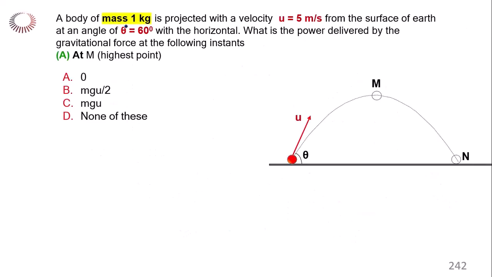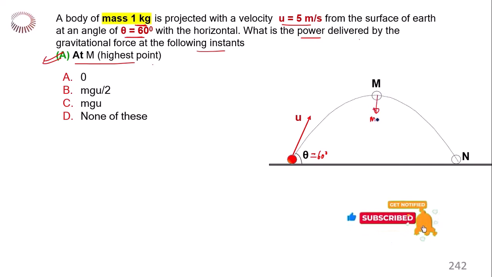Let us say there is a body of mass 1 kg projected with a velocity of 5 meter per second from the surface of Earth at an angle theta equals 60 degree with the horizontal. This is being fired. What is the power delivered by the gravitational force at the highest point, M? At the highest point mg is acting downward, and I know that at the highest point only the x component of velocity, ux, is there.